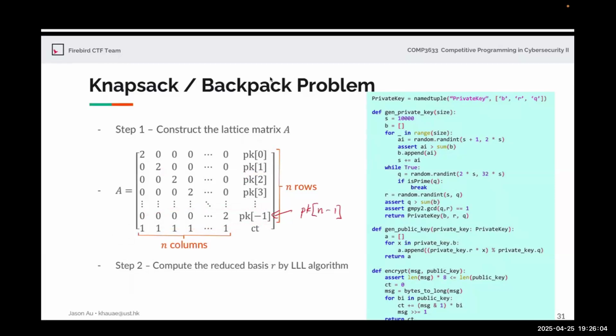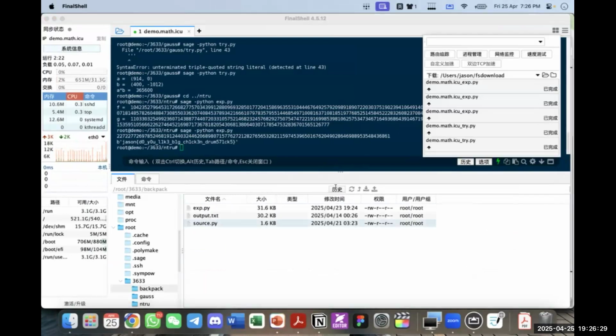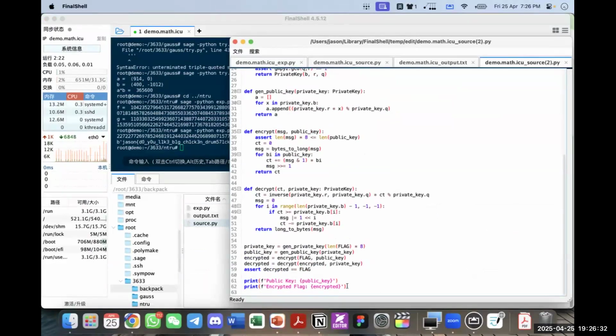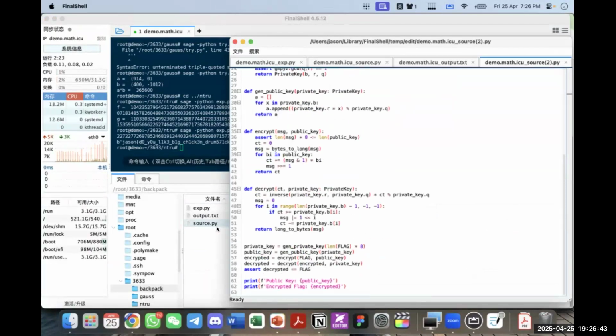And what is n? N is the size of the public key. Sorry, it's about the public key. So maybe we can look at what we have on hand. This source will give us the public key and the encrypted flag. And for the private key, it's just the tuple B, R, Q. This is the private key.